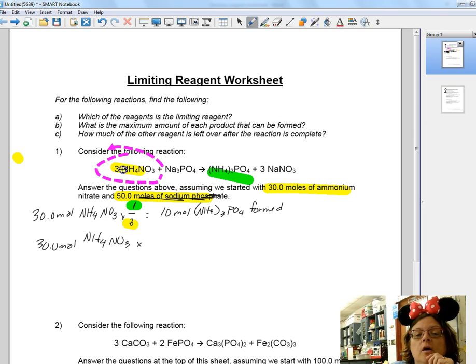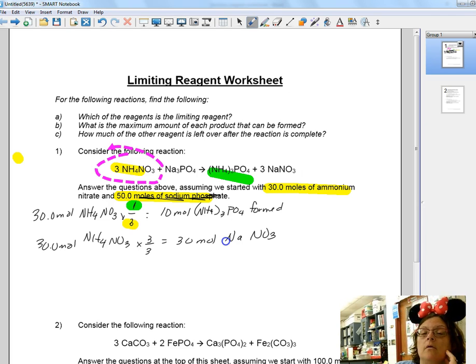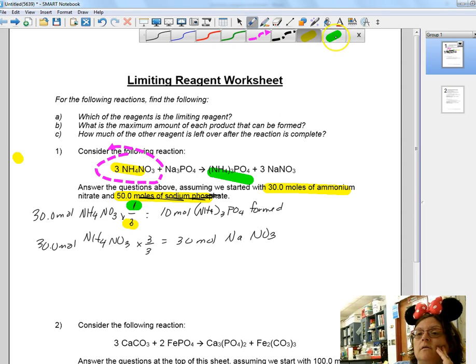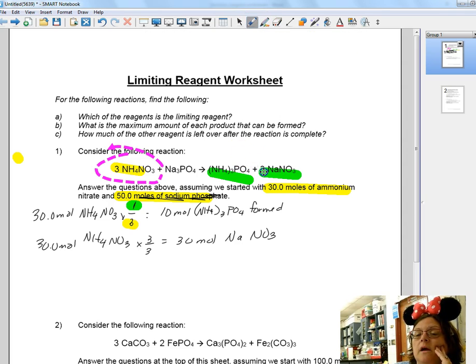What's my ratio of ammonium nitrate to sodium nitrate? Well, you're right. It's a 1 to 1 once again. 3 to 3, 1 to 1. So we will make or produce or form sodium nitrate, and we will make 30 moles.